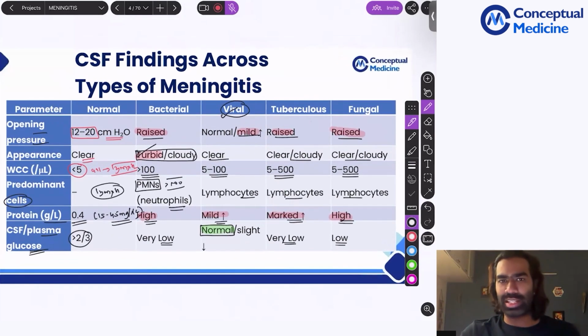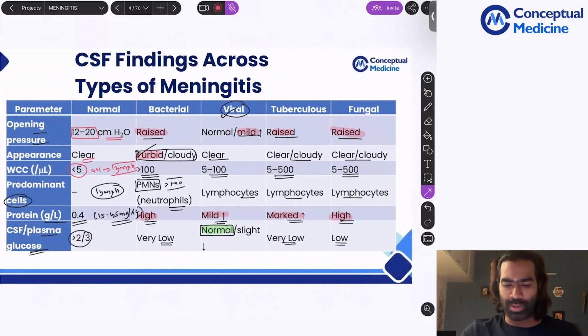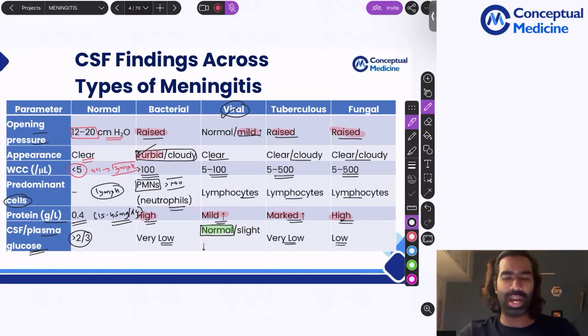So these are the various CSF characters. As I said, your opening pressure and protein are not of that much value from a diagnostic standpoint. Your cells and glucose are going to be the most important. And to some extent, your appearance and your cell count also may be quite important. But as I said, your type of cell and glucose are going to be the most important parameters that are going to help you from a diagnostic standpoint.